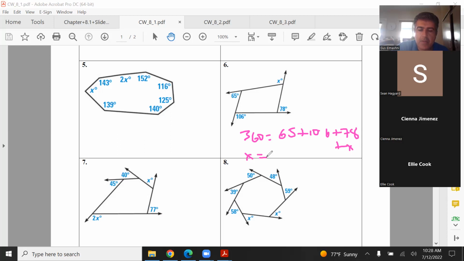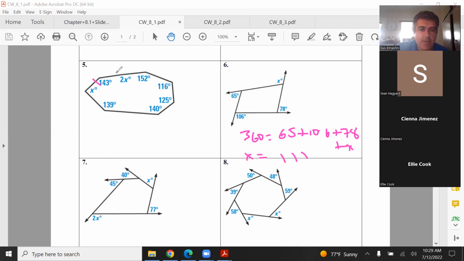And so you work it out, and you should get 111. There we go. So not too hard. You do likewise for 7 and 8.